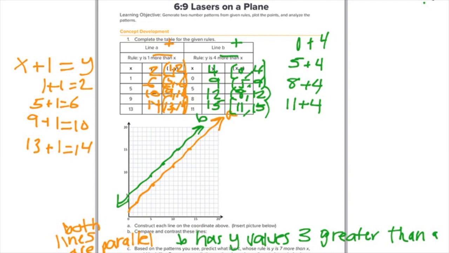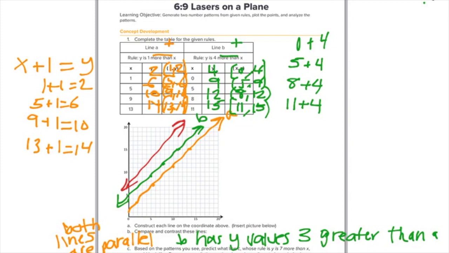Okay, this last part, based on these patterns, predict whether line C, whose rule is y is 7 more than x. So this time it would be saying that we're adding 7. For this one, it would be x plus 7, right? It's 7 more than x. What would it look like? Well, I think that it would start over here at 7, and it would go something like this. It would keep increasing the same way. So I think it would be parallel to A and B. You don't need to plot any points. There are no points given. You don't need to solve this. It's just saying predict, and it would look something like this.